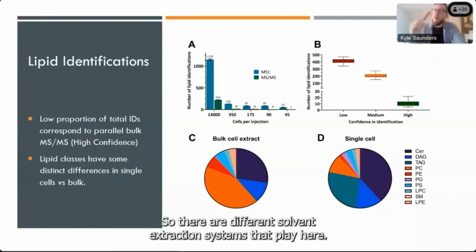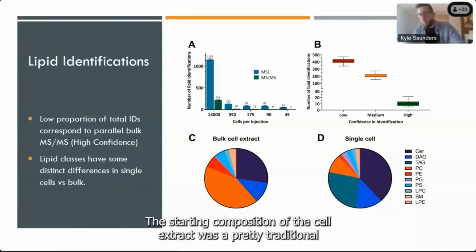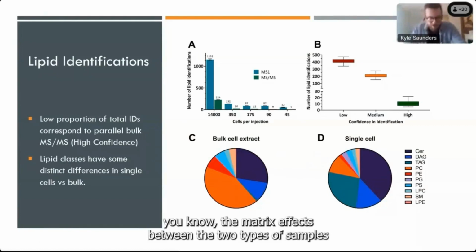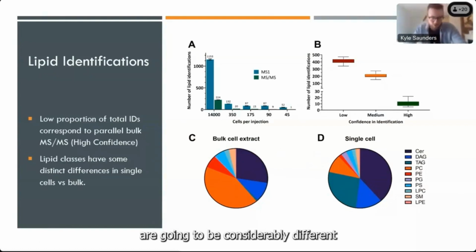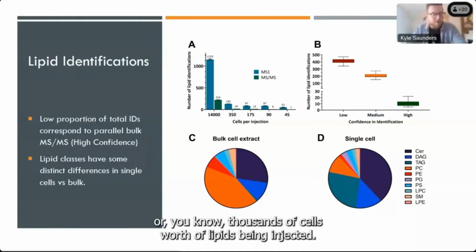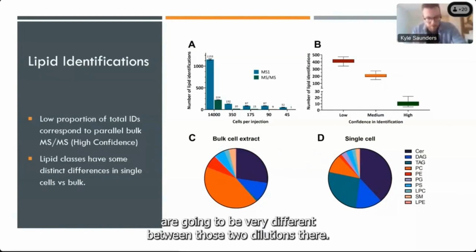So there are different solvent extraction systems at play here. The single cells are lysed in mobile phase, the starting composition, whereas the bulk cell extract was a pretty traditional Folch extract with methanol chloroform. The matrix effects between the two types of samples are going to be considerably different. You consider that there are thousands of cells worth of lipids being injected. So in terms of ionization suppression, the matrix effects are going to be very different between those two dilutions there.